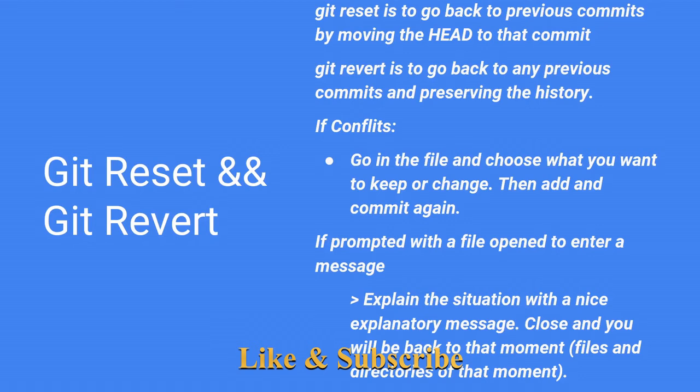So if there's a conflict, just remember you go in the file and you choose what you want to keep and change, because sometimes when you revert and you go back, it's gonna identify that there's a change and ask you to choose which version you want to keep. So if you are prompted, as I told you before, with a file opened to enter a message, just write a nice explanatory message to explain the situation, and you close, and you will be back at that moment. So files and directories of that moment, at that commit, when you did it.